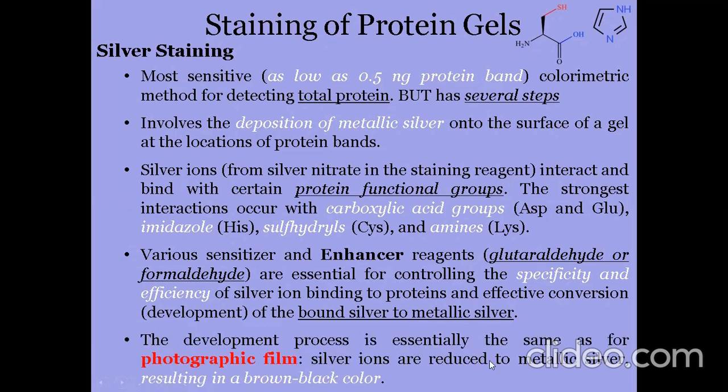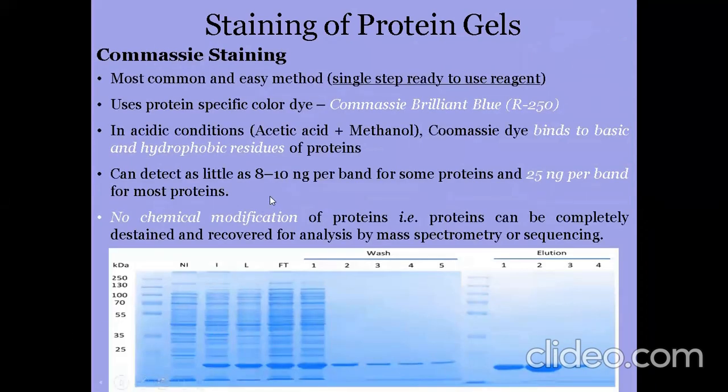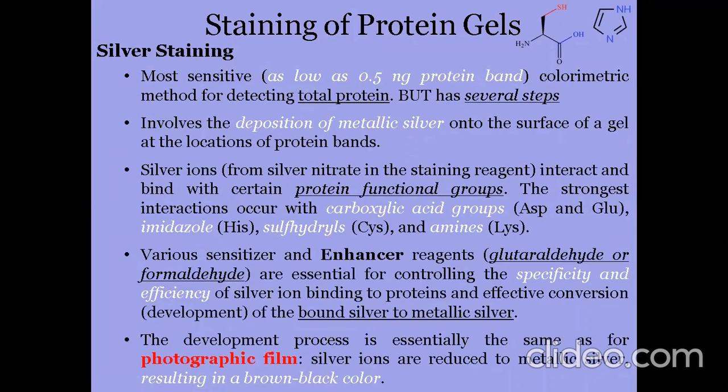The development process is essentially the same as for photographic film. So the staining of these proteins is similar to photographic film. Silver ions are reduced to metallic silver, resulting in a brown black color. So we will get brown black bands. Previous to this, we got blue bands, and therefore Coomassie Brilliant Blue was named for the blue stains. Now we will get brown black color stains.